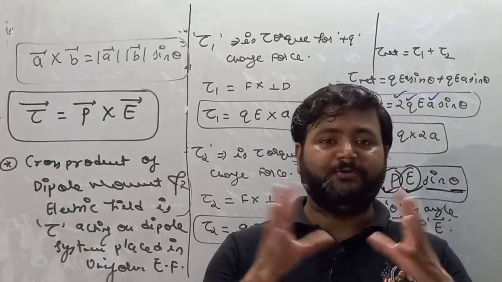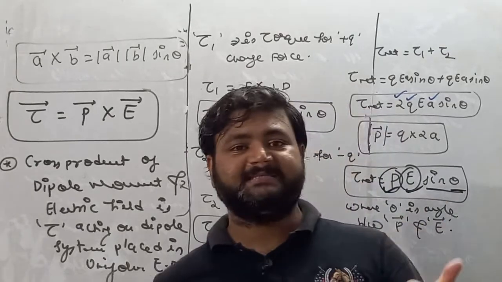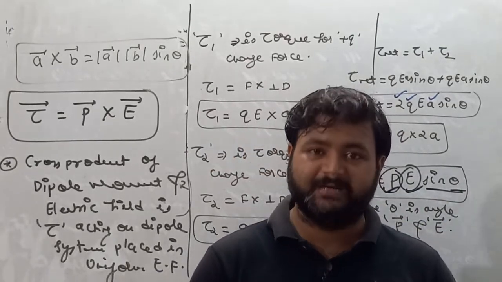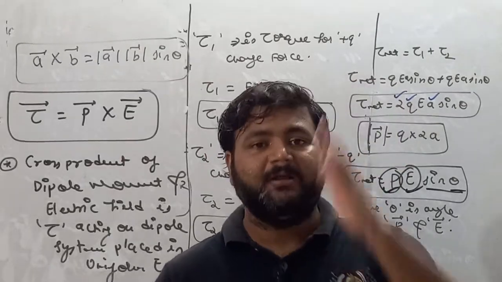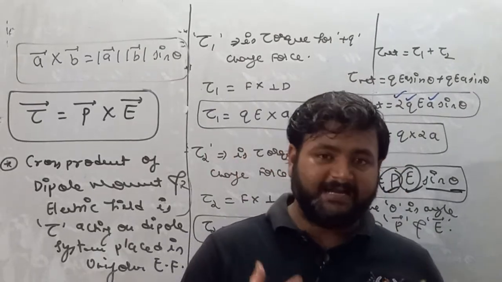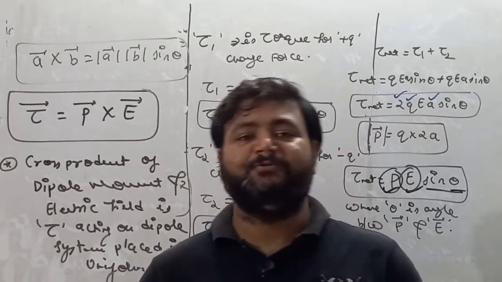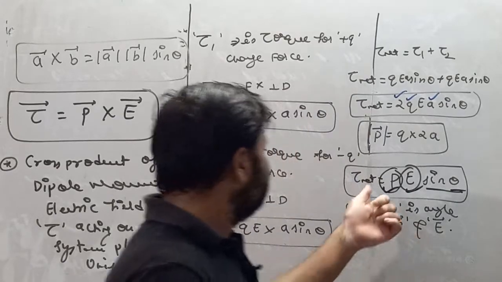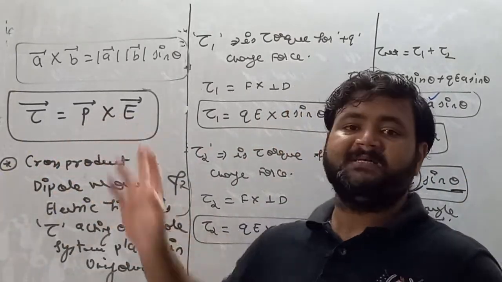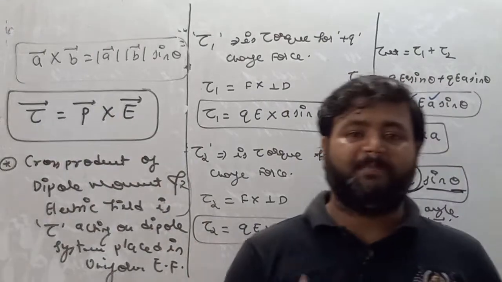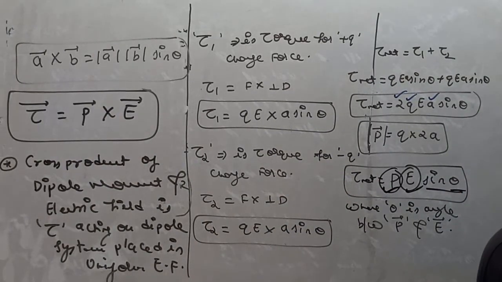So I hope you all understand all the concept of electric dipole, electric field due to electric dipole on axial line, electric field due to electric dipole on equatorial line, and the torque acting on electric dipole if placed in uniform electric field. It is Pe sine theta, or we can say P vector cross E vector. Now we'll perform some numerical. So write down the statement of numerical, my dear student.